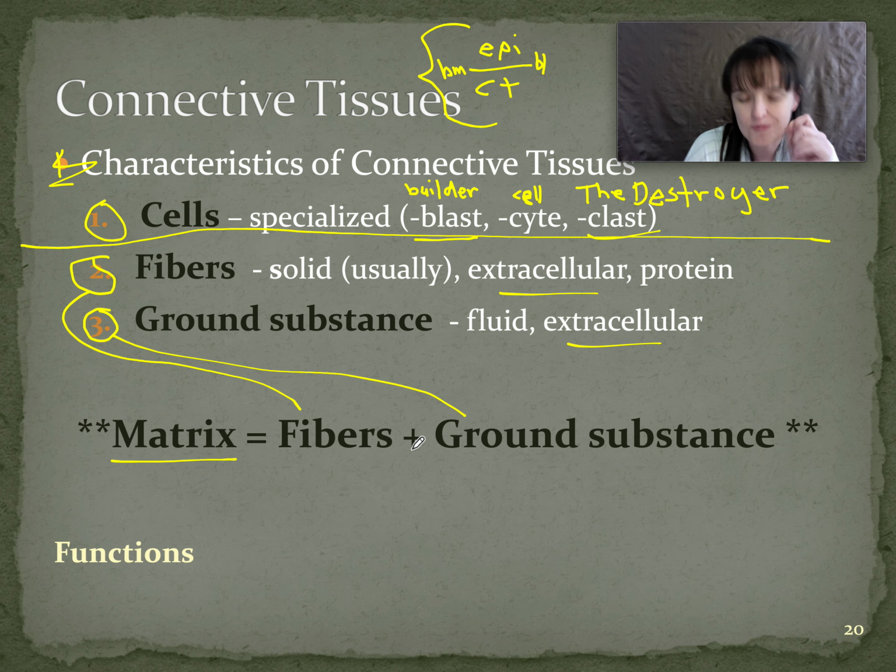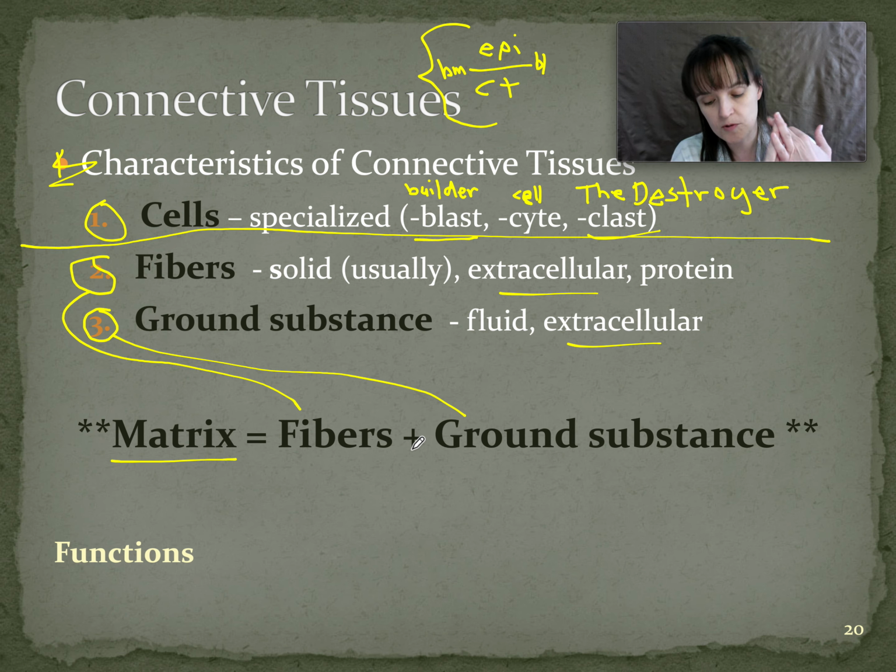So the structural framework, that's going to be your bones and your cartilage. So bones and cartilage are considered connective tissue. The epithelial tissues line the surfaces. The muscle contracts. The nerves send information. Everything else, and I mean everything else, is a connective tissue. So the structural framework is the bones and the cartilage.